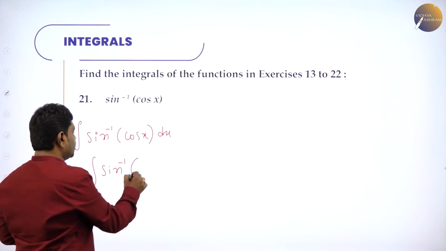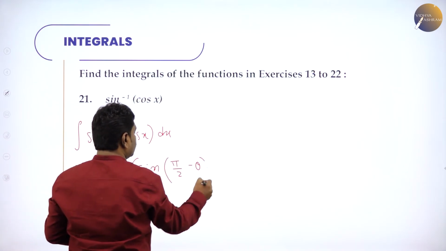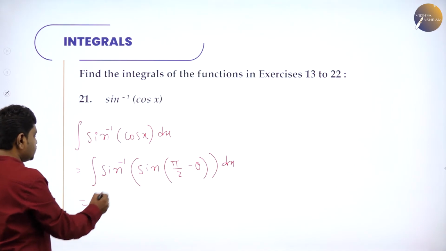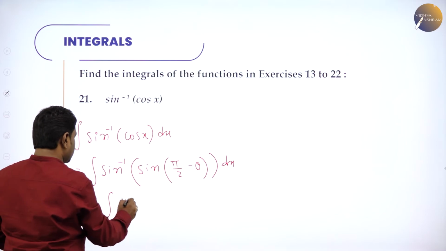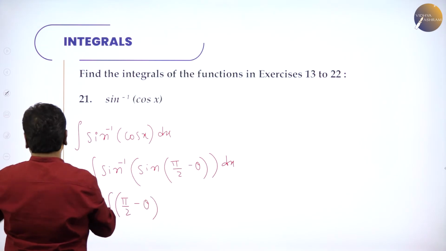In mathematics, cos theta can be written as sine of 90 minus theta. Do you agree or not? Instead of cos theta, can I write sine of 90 minus theta? Now sine inverse cancels, so we are left with the integration of pi by 2 minus x, sorry, cos x it is.